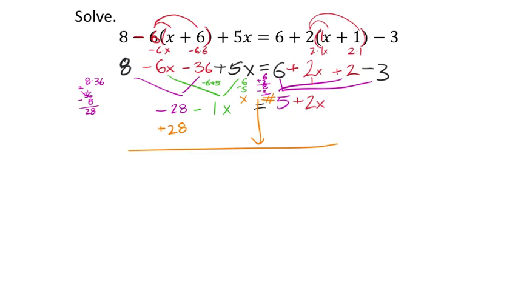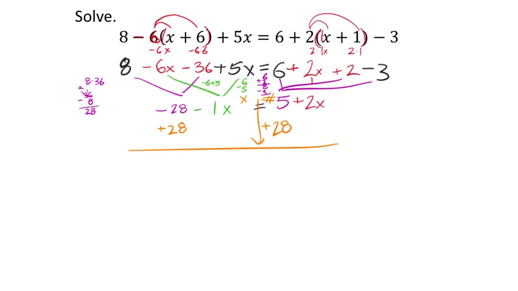Here's what you wouldn't want to do: put the plus 28 right here, because then it looks like you're going to combine it with the x term. So we purposely look at that plus 28, and we add it to the other constant, the 5.